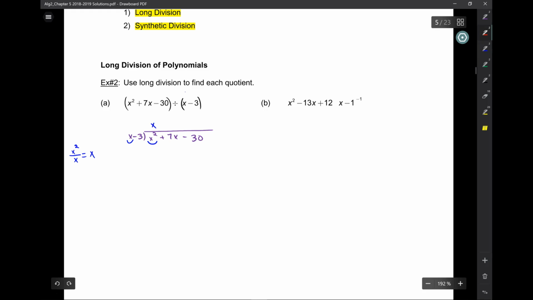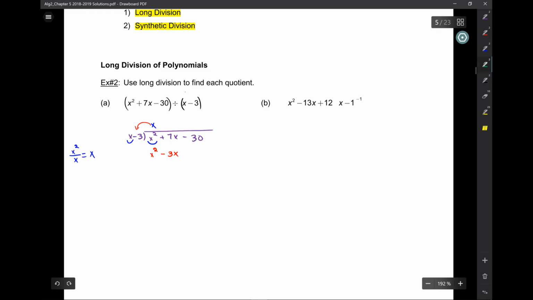Second step was to do what? Multiply. Now I'm going to multiply. x times x minus 3 gives you x squared minus 3x. Next it's to subtract. When you do this, make sure you align the x squares together and the x's together. So next it's the subtraction step.